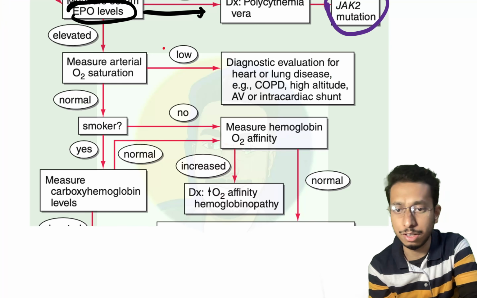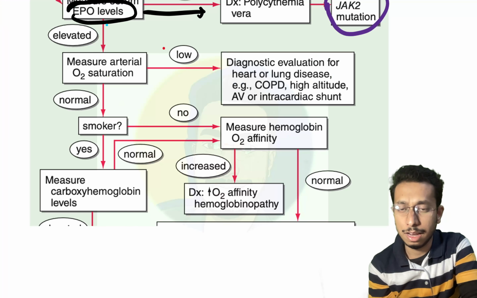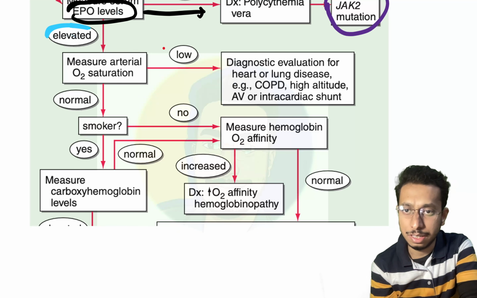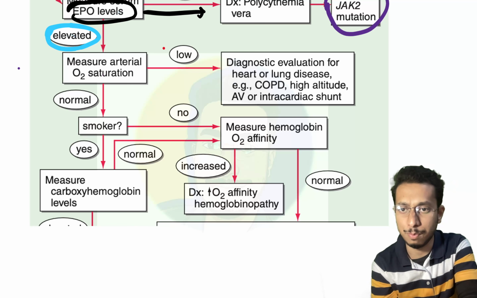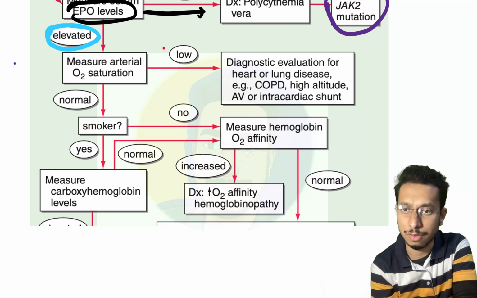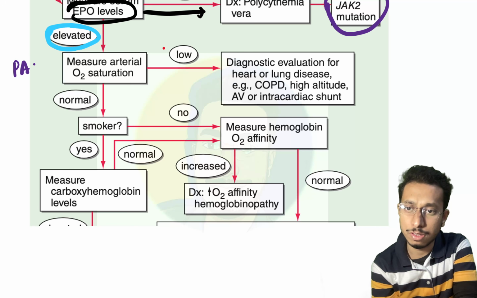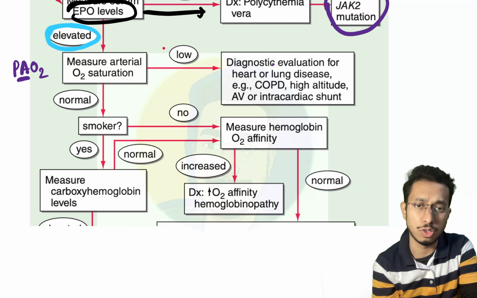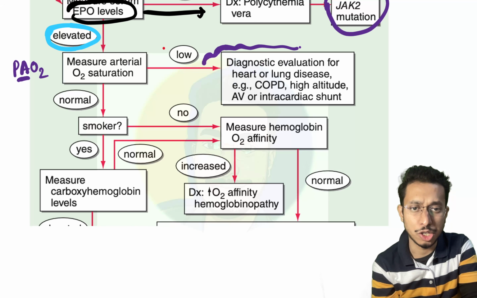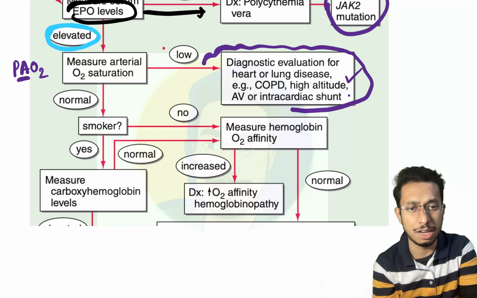So what was mentioned? Once erythropoietin levels are measured, and if it is elevated, what is the next step? The approach involves checking the arterial oxygen level. If arterial oxygen level is normal in range, that means hypoxia is ruled out. So we are checking for hypoxia. Hypoxia is a diagnostic evaluation for heart and lung diseases. It can be COPD, high altitude associated hypoxia, intracardiac shunt, that is cyanotic heart diseases.